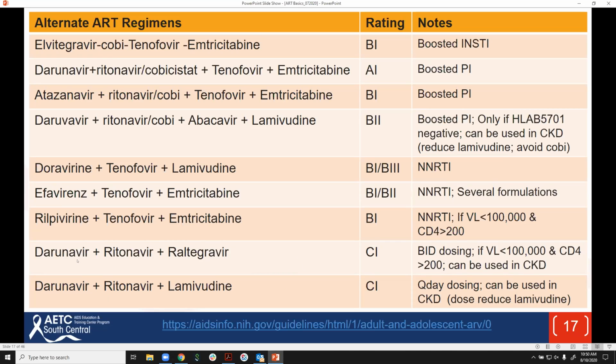Again, the darunavir with ritonavir can be used in kidney disease, including dialysis as well. So you've seen before darunavir with cobicistat as a booster, but cobicistat is not used when the creatinine clearance is less than 30.